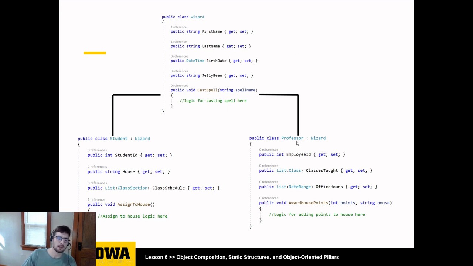And professor is the same thing. So a professor : wizard says a professor is everything a wizard is, plus these additional properties. And then additionally, they have a method for awarding house points. Commonalities are kept in the parent class, we might call it, and unique components are kept in these child classes that inherit from the parent class. Okay.